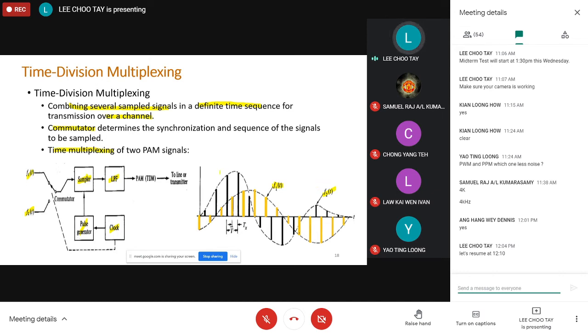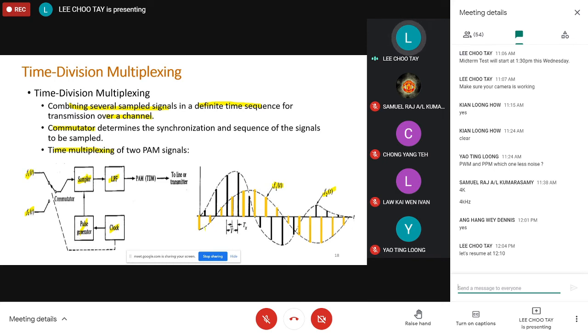All right, and this is basically the output of a multiplexer circuit. So how we actually produce these sets of pulses is, we start by sampling, by taking samples from F1. So when the commutator is connected to F1, this sampling circuit is reading PAM from F1. It's generating a PAM signal from F1.